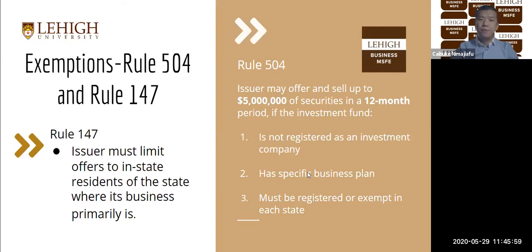There are some other exemptions available, Rule 504 and Rule 147. These exemptions do not apply to investment companies. If the investment vehicle is registered as an investment company, then these exemptions cannot be used. In Rule 504, an issuer can offer and sell up to $5 million of securities in a 12-month period. And in Rule 147, the issuer must limit offers to in-state residents of the state where its business is primarily located. Under these exemptions, the issuer still needs to comply with state securities laws and regulations.